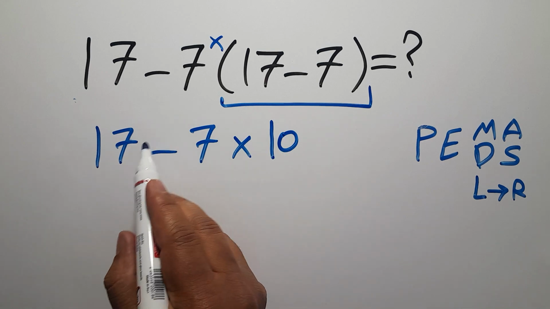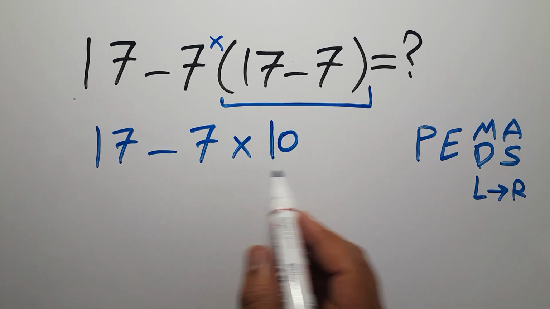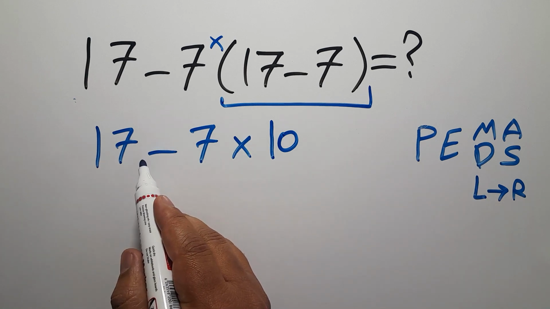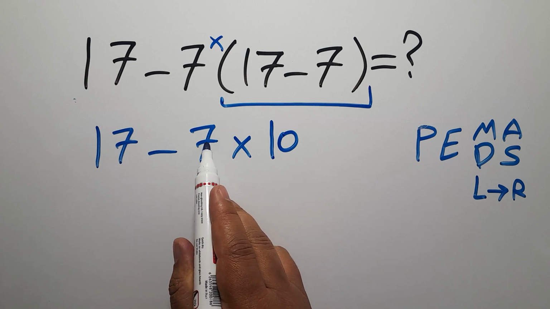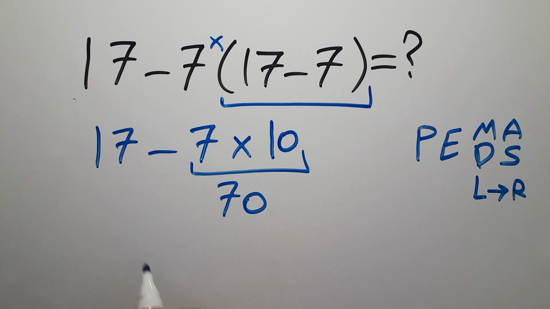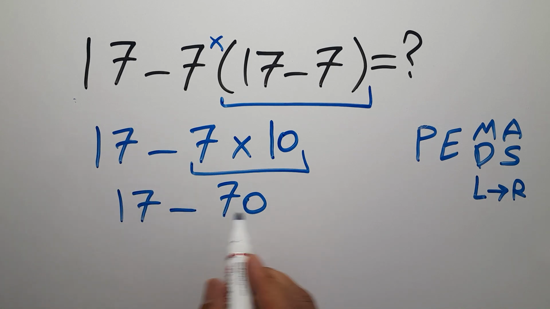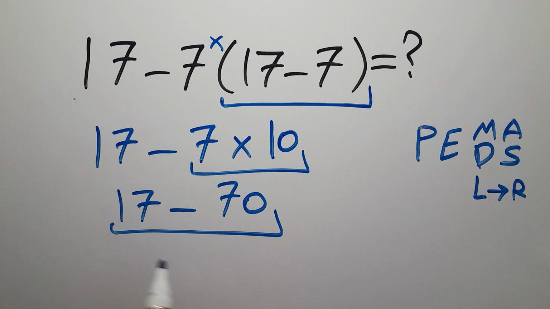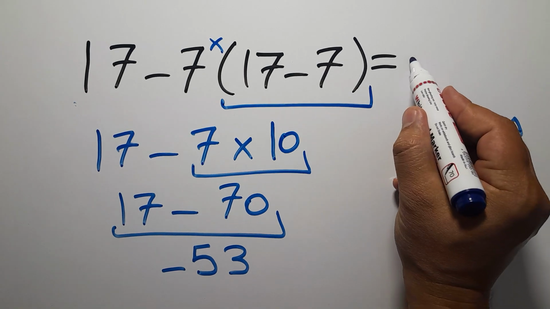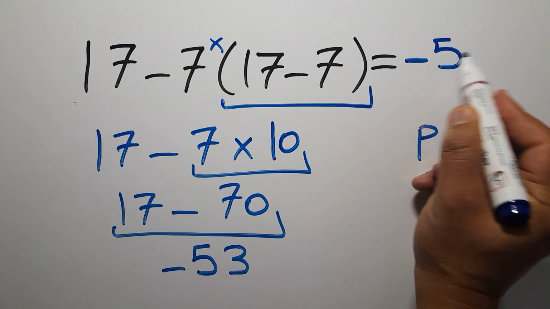Now we have one subtraction and one multiplication. In PEMDAS, multiplication comes before subtraction. So now we have to do this 7 times 10, which equals 70. So 17 minus 70, which gives us negative 53. And this is our final answer to this problem. The correct answer is negative 53.